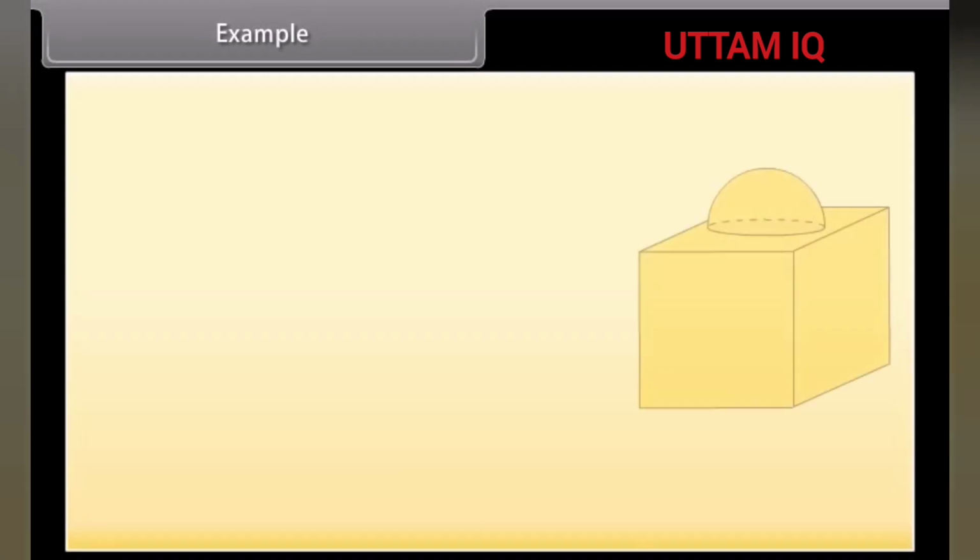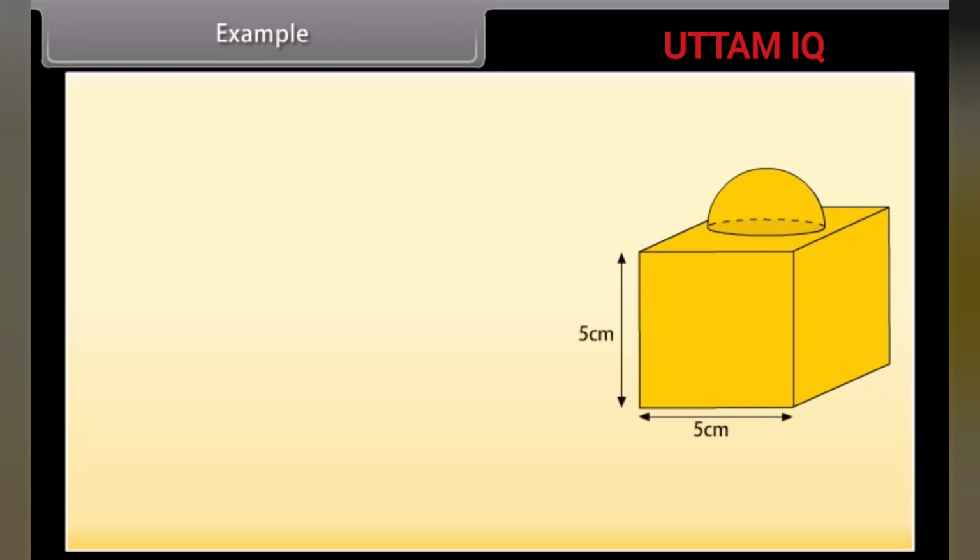Example. Look at the figure. This decorative block is made of two solids, a cube and a hemisphere. The base of the block is a cube with edge 5 cm and the hemisphere fixed on the top has a diameter of 4.2 cm. Find the total surface area of the block.